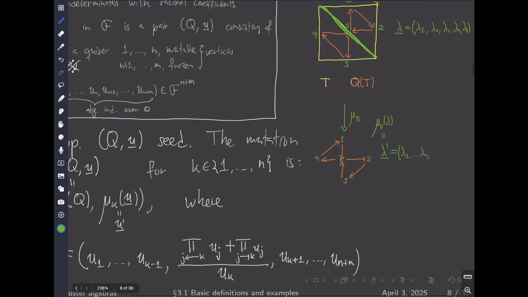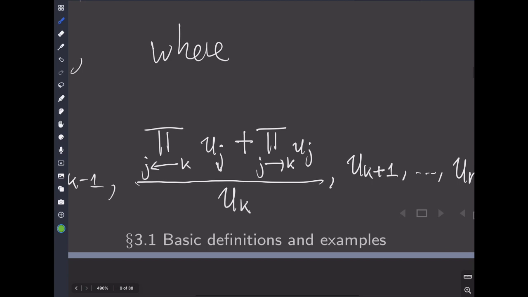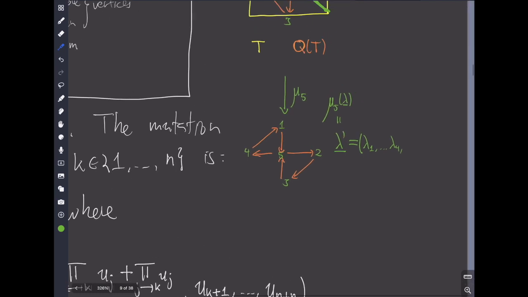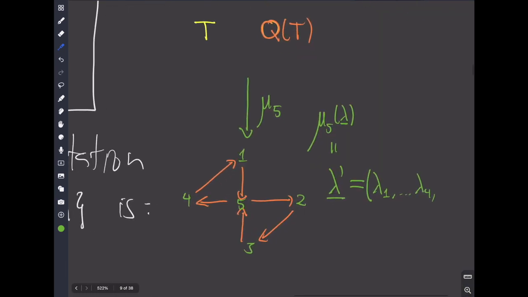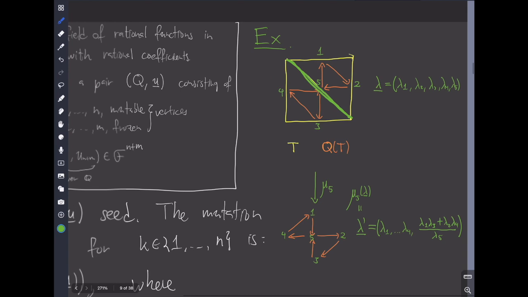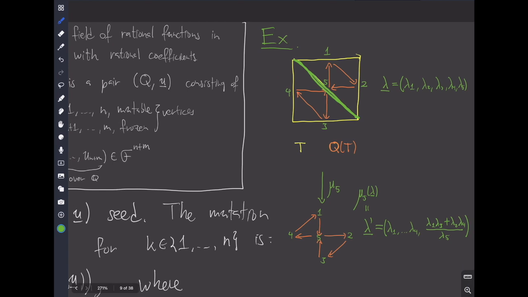And the change is I have to divide by lambda 5, and then on top is arrows outgoing, arrows incoming. Okay, arrows outgoing are 1 and 3. Arrows outgoing is lambda 1, lambda 3. Incoming are lambda 2, lambda 4. This divided by lambda 5, which we knew already, right? I mean, yeah.